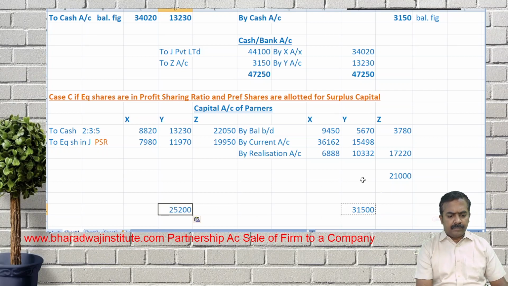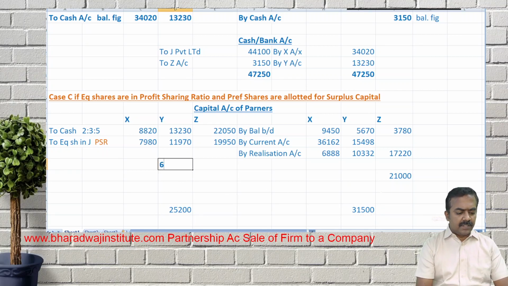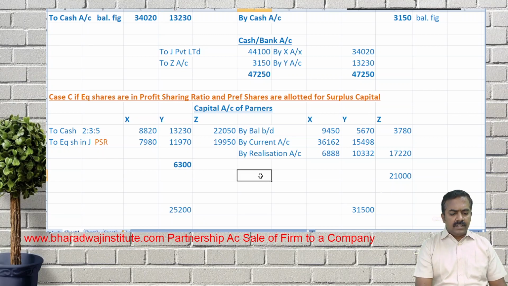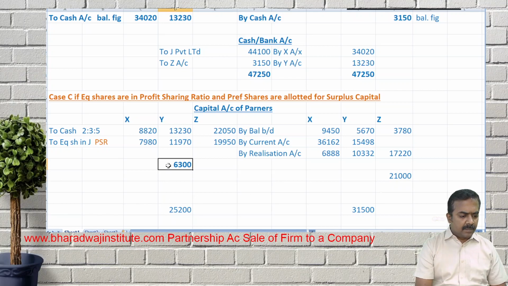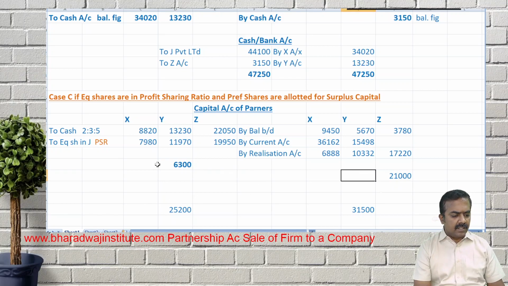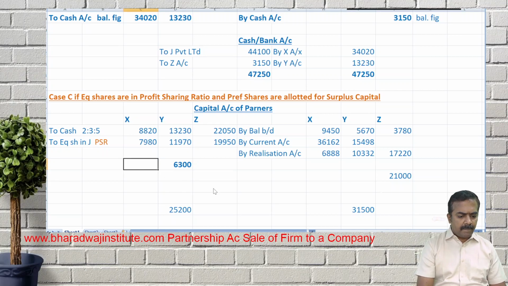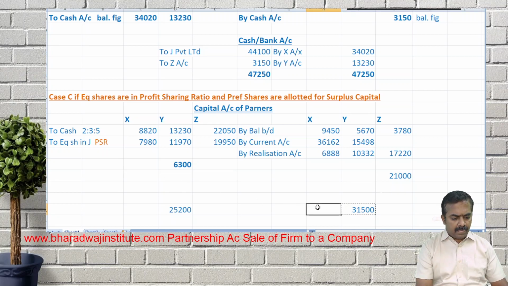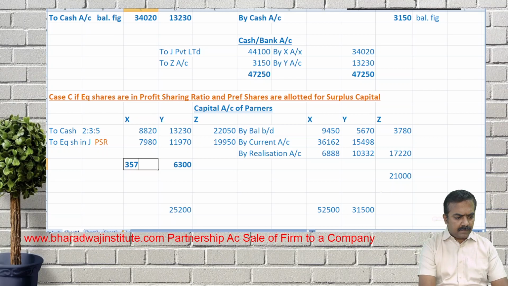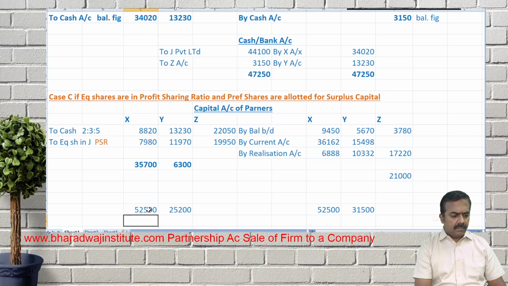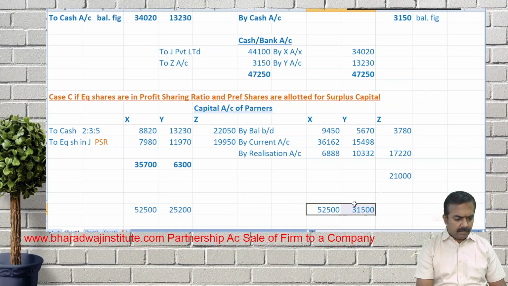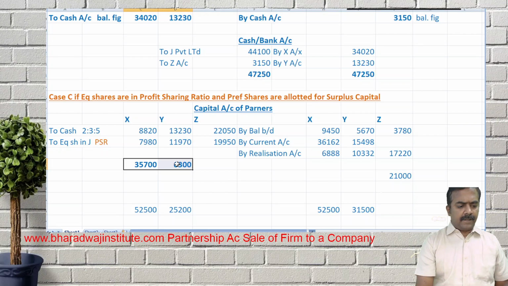Is there a deficit? There is a surplus, isn't there? How much? 6,300. This deficit or surplus will be transferred to excess capital. Okay. Who has the surplus of 6300? Then X, see how much balance is there. 35,000. 35,700.